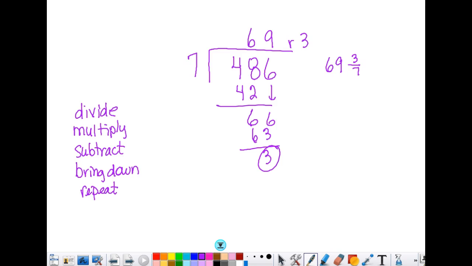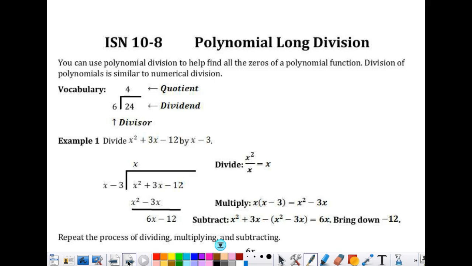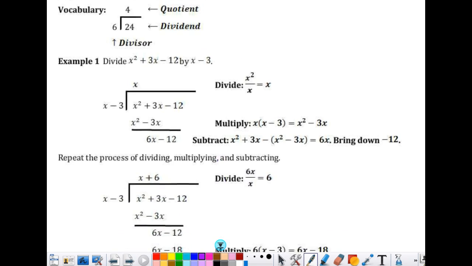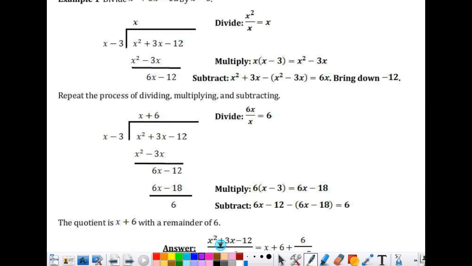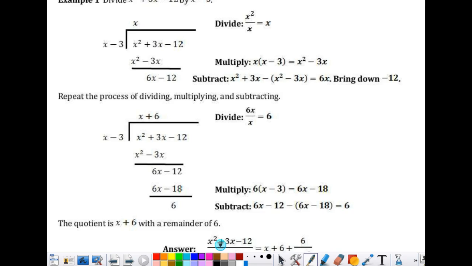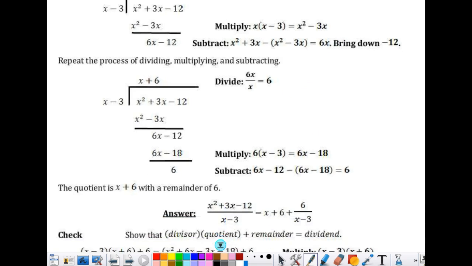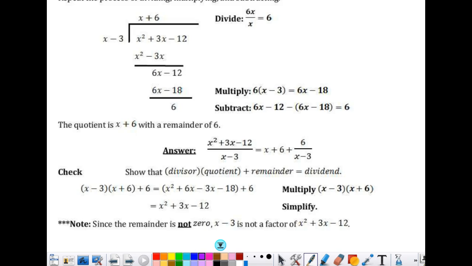Okay, so let's look at an algebra problem. Now they have one worked out here, but I found when I tried to explain this in first period, it just didn't make a bit of sense until we actually worked one. So you have this to refer back to if you need to, okay?